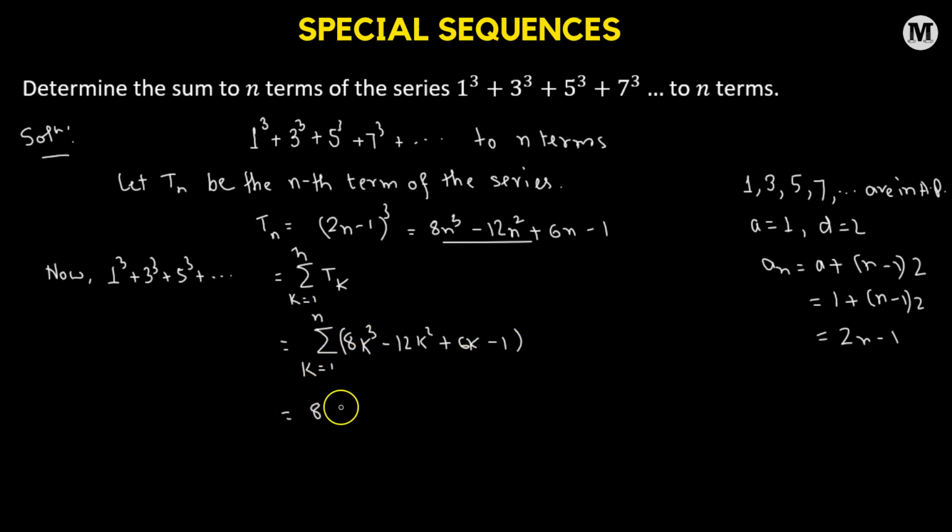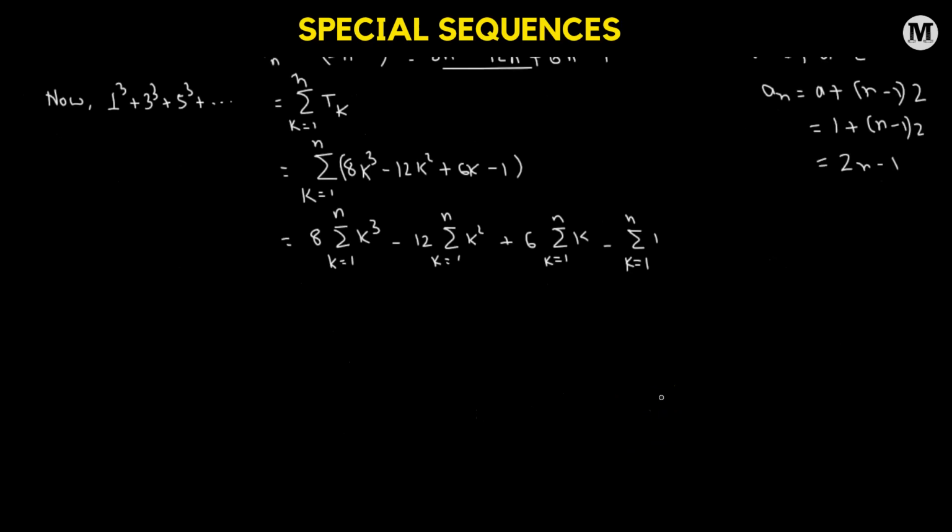So we have 8 times summation k cube. Here we have pulled out the 8 because 8 is a constant, and we have k going from 1 to n, minus 12 multiplied to summation k squared, where k runs from 1 to n, added to 6 times summation of k, where k goes from 1 to n, minus summation of 1 with k running from 1 to n. Okay, let us further simplify.